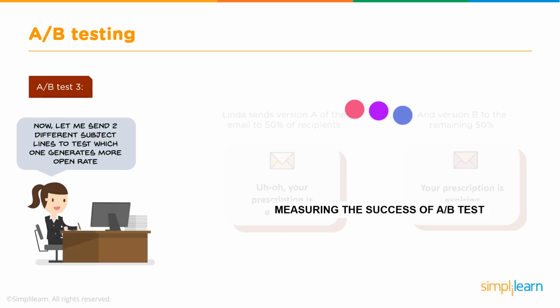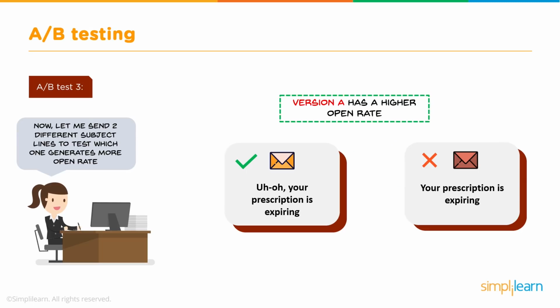So let's go ahead and measure the success of the A/B test. Okay, so she sent the email out, 2 different subject lines. 50% got one subject line, the other 50% got the other subject line. And it just so happens version A, uh-oh, your prescription is expiring, has a little bit of personalization to that. For me, your prescription is expiring seems to be a little bit more commandish. Hey, your prescription's expiring, so we expect you to purchase.